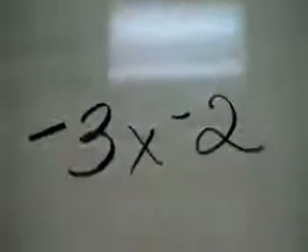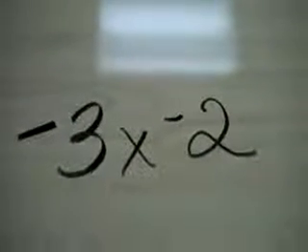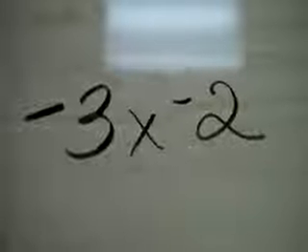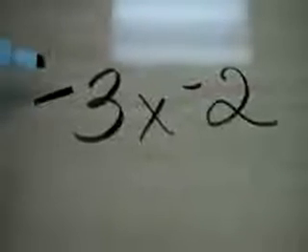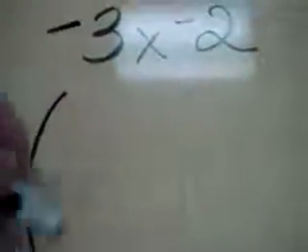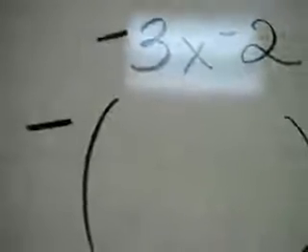What if I had, though, -3 groups of -2? Now this makes it a little different. -3 groups of -2. This also says the opposite of 3 groups of -2. And here's how I make it an opposite. I'm going to put all of that inside of parentheses with a negative sign outside.